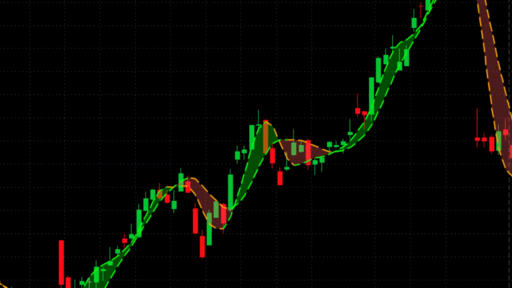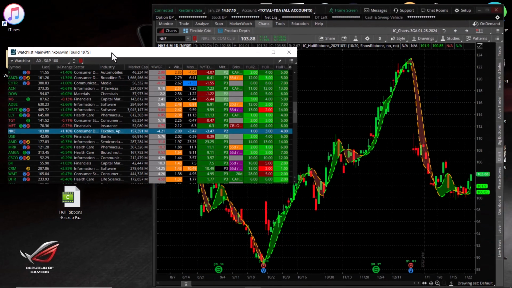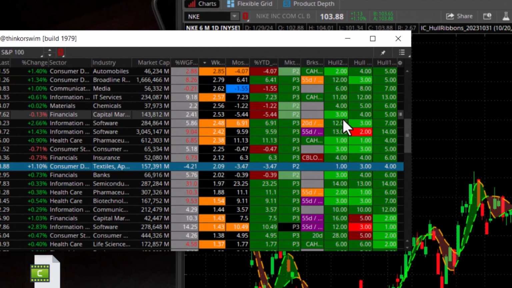So with those thoughts in mind, let's look at the watch list. We'll see how we can tie these things together. On the watch list, I've got 3 custom quotes, one for the Hull 20, one for the Hull crossover, and one for the Hull 10. So when you have a situation where the ribbons are in a bullish posture, in other words, this green shaded area, you're going to discover that the Hull cross is going to be green. It's in a bullish posture.